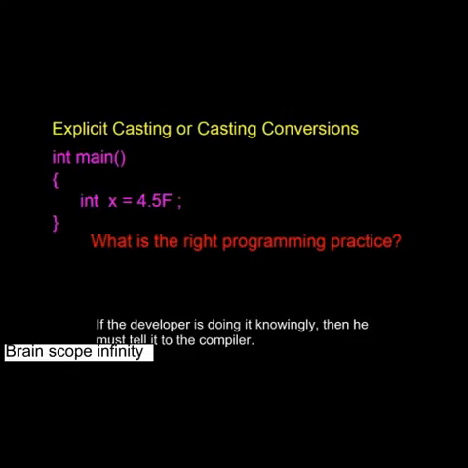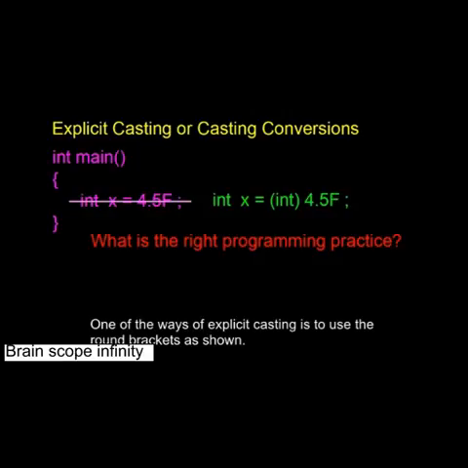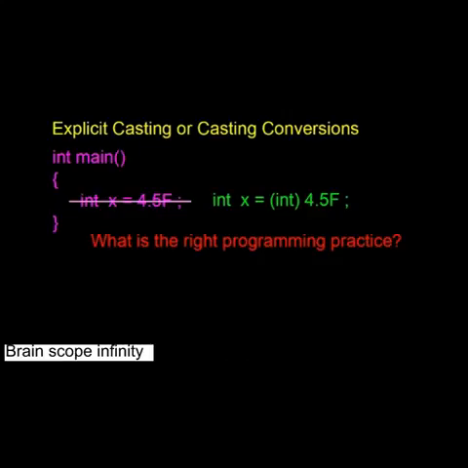If the developer is doing it knowingly, then he must tell it to the compiler. C++ has a concept of an explicit cast for doing this. An explicit cast is the opposite of an automatic conversion. One of the ways of explicit casting is to use the round brackets as shown. The compiler will remove the warning, if it was showing it earlier.